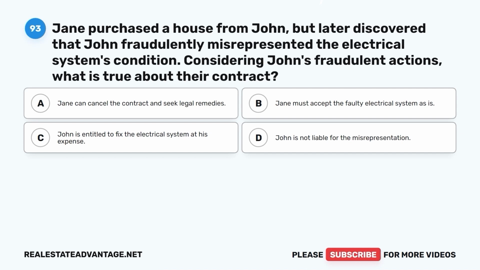Question 93. Jane purchased a house from John but later discovered that John fraudulently misrepresented the electrical system's condition.